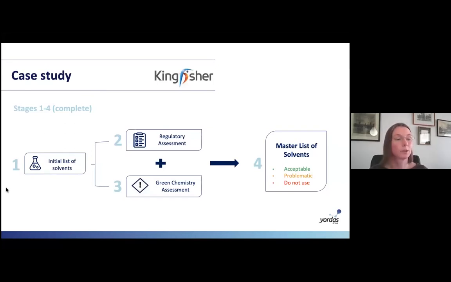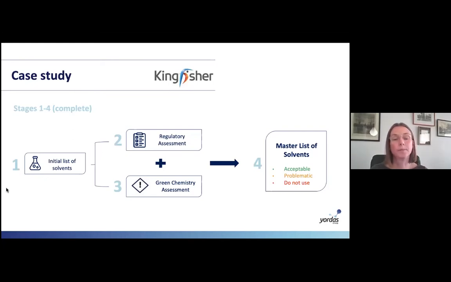And then in the green chemistry assessment, we used the Chem21 tool, which was developed by the University of York. Each solvent there was assigned a safety score, a health score, and an environment score. Then both these assessments were combined to create the master list of solvents, and each solvent was assigned to a category: acceptable, problematic, and do not use. So those 4 stages of the project are now complete.